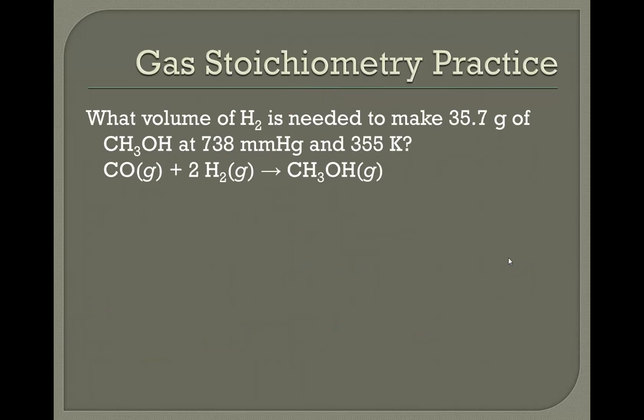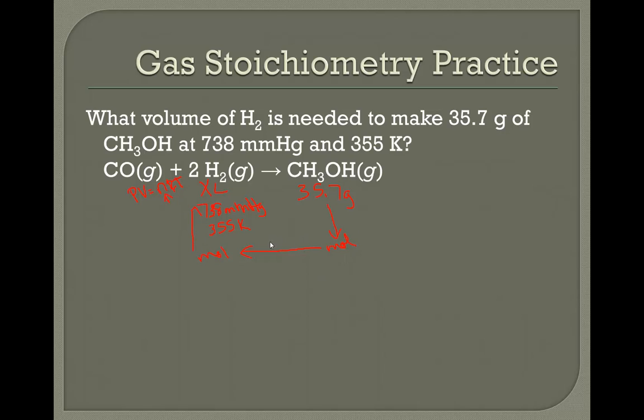Let's do a practice one. What volume of H2 is needed to make 35.7 grams of CH3OH at 738 millimeters of mercury? Notice they gave you the pressure there. And 355 Kelvin, they gave you the temperature. So what you're missing in this PV equals nRT equation is the n. We're missing the moles. So we go grams to moles, moles to moles, and then from there we use PV equals nRT to get to the liters.